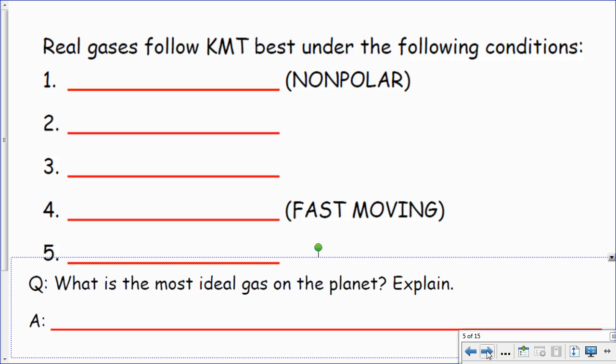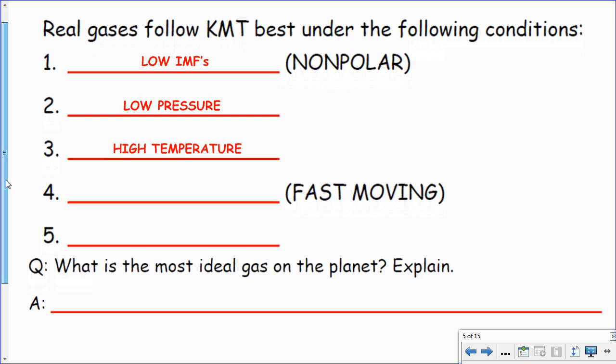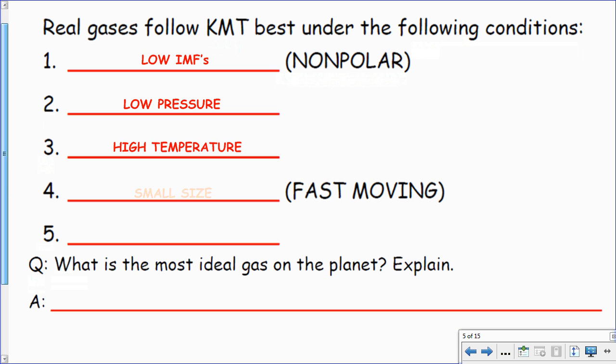Now, moving on a little bit. Real gases behave best under the following conditions. So this is how a real gas can behave like an ideal gas. One, low intermolecular forces, so nonpolar gas molecules. Two, low pressure, like if we take a gas molecule and put it into outer space where there is no pressure, and add a lot of heat so that we get up to a high temperature, like in the corona of our star, the sun. Three, small size particles. Hydrogen is the smallest, so it's very fast moving under high temperature and low pressure. And four, you have an overall large volume of gas.